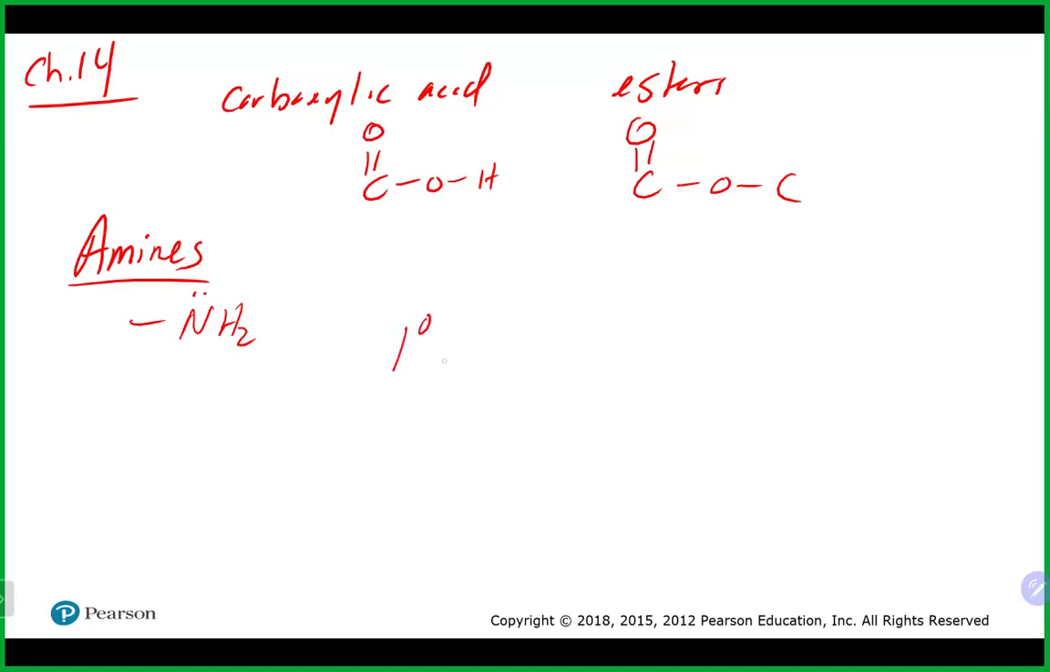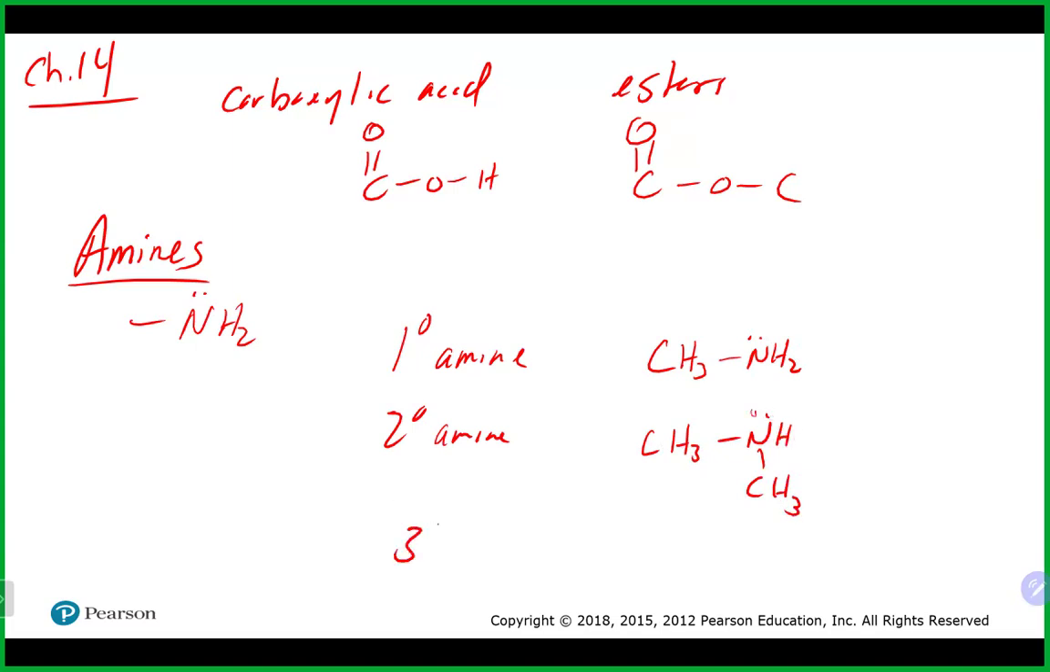Again, a primary amine would have one carbon attached to it, so something like this. A secondary amine would have two carbons attached to that nitrogen, like this. And a tertiary amine would have three carbons attached, such as this.